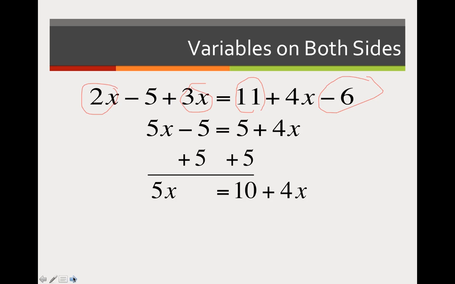And so that's going to leave us with 5x equals 10 plus 4x. Then we can subtract 4x from both sides. And then that'll leave us with 1x equals 10.